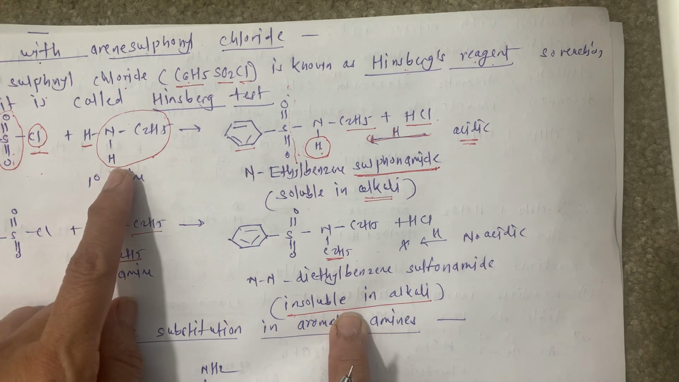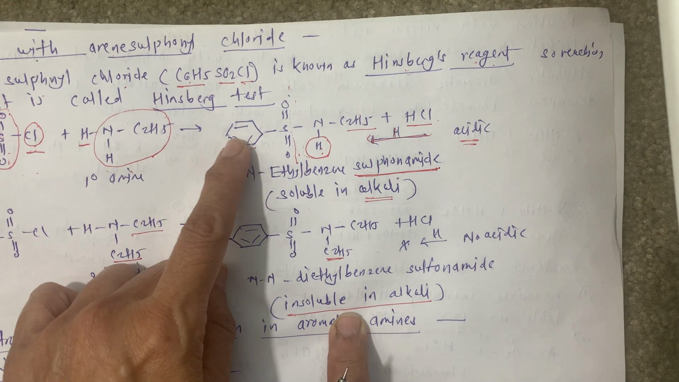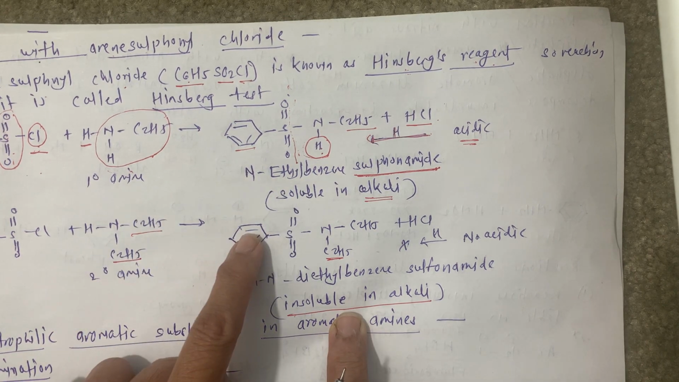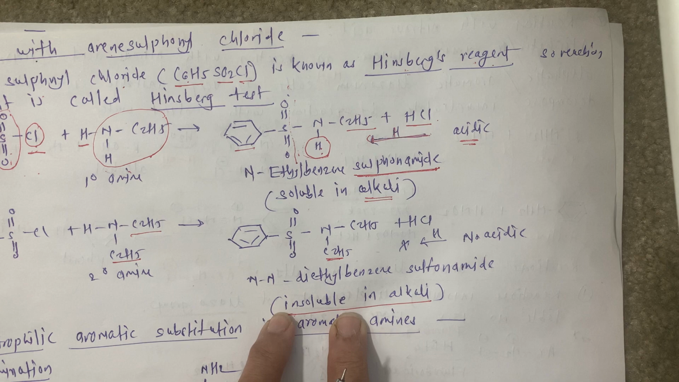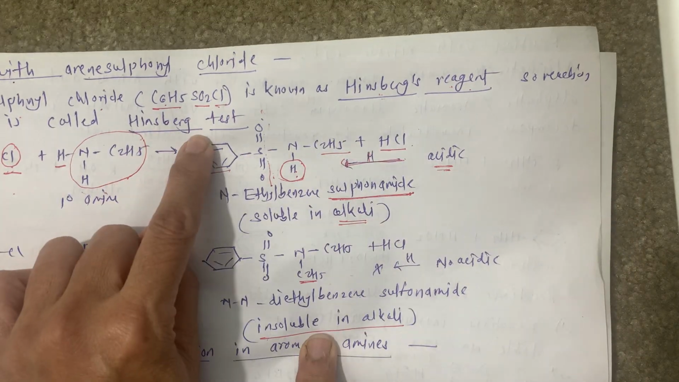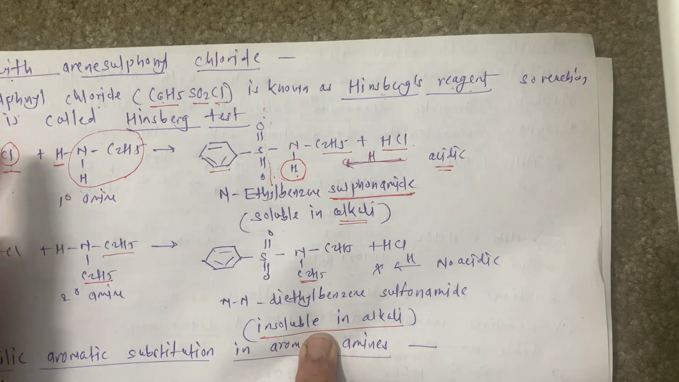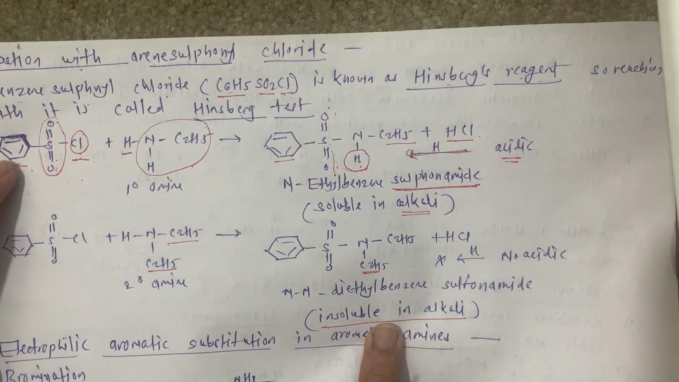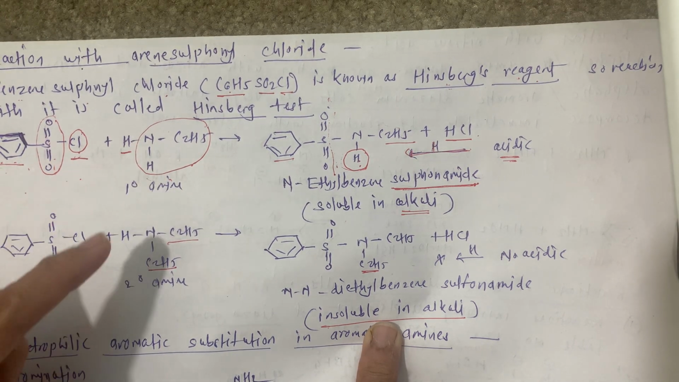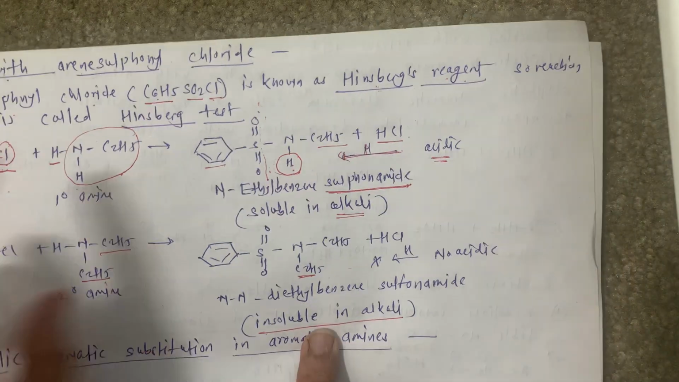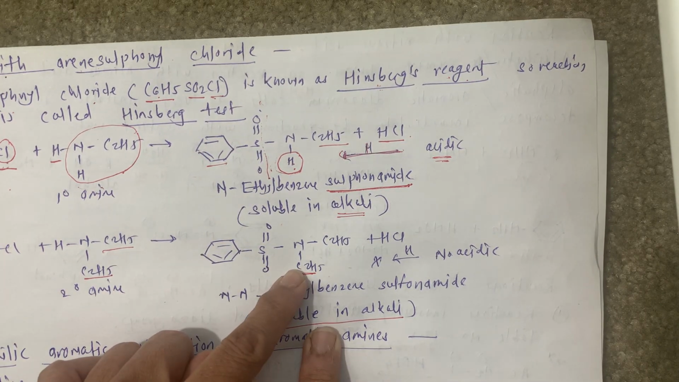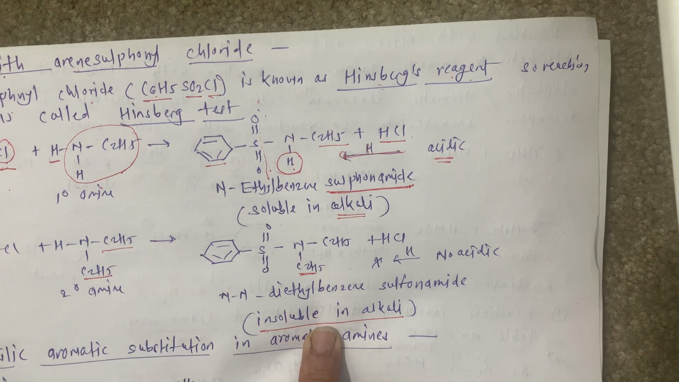Remember this thing. With a primary amine, the product we get is soluble in alkali. With a secondary amine, the product we get is insoluble in alkali. This is the important part of this Hinsberg test. You have to remember this. See, this is benzene sulfonyl chloride. This is a primary amine, this is a secondary amine. Here it is acidic H, so it is soluble in alkali. Here there is no acidic H, so this is insoluble in alkali.